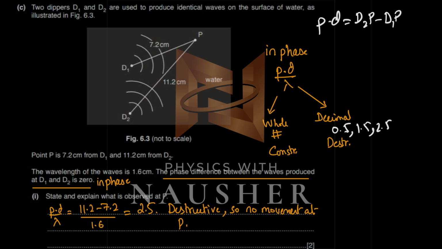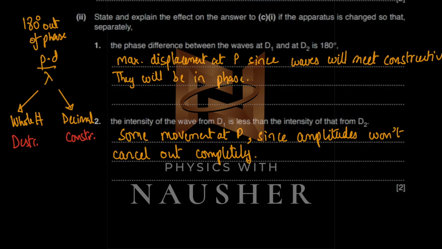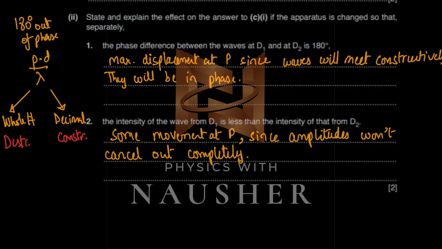And I've told you that if it's not 0.5, it's 0.6, anything besides 0.5, then that would be partially constructive or partially destructive. Now, see, I told you earlier that they could say that the phase difference between the waves at D1 and D2 is 180. Please remember this test. When they're 180 degrees out of phase, then with the same path difference to lambda ratio, if it's a whole number, it's destructive. It's reversed, because you're 180 degrees out of phase, so that test is now reversed. If it's a whole number, it'll be destructive. If it's a decimal, it'll be constructive.